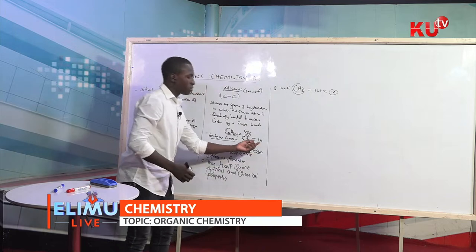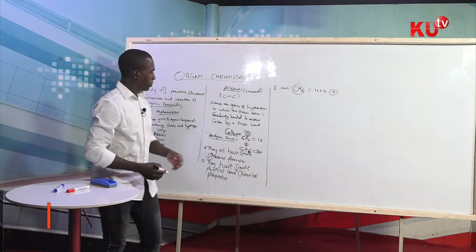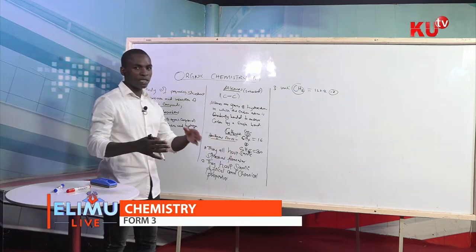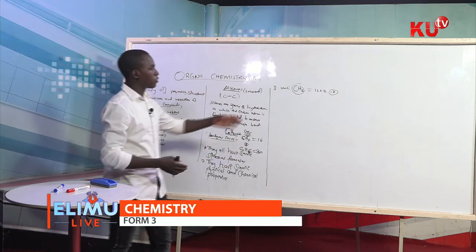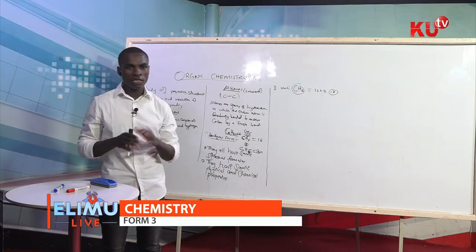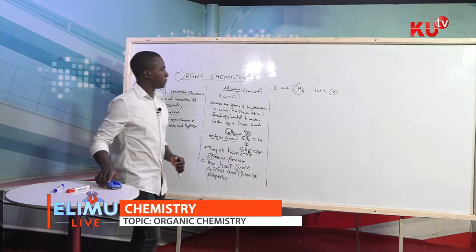When you take 16 from 30, you realize that because this one is adjacent to this one, the difference of the relative atomic mass is always 14. So that's one of the properties of those compounds which belong to the same homologous series. Good.